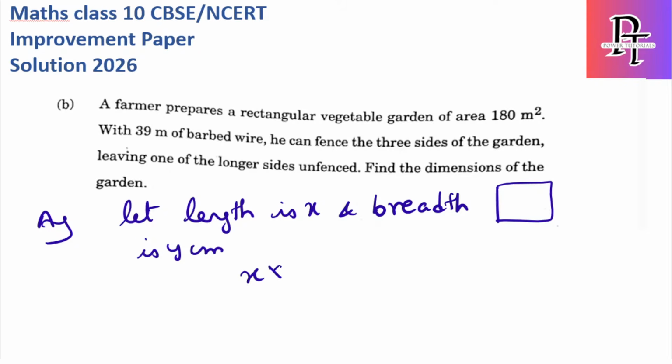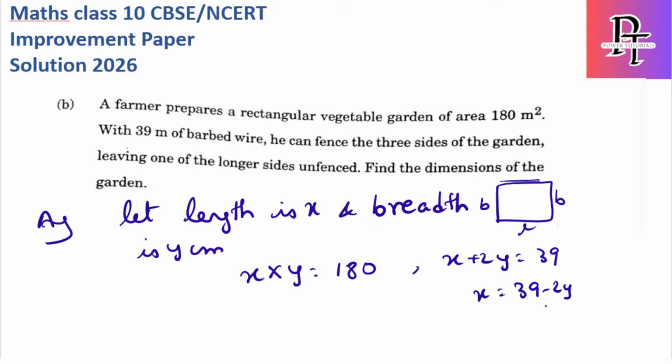Now what they have mentioned, area, length into breadth, x into y, is 180. With 39 meters of barbed wire, which can help fence 3 sides of the garden, leaving one of the largest sides. So they are saying that if x is taken as length, then x plus 2y is equal to 39. So I can write x as 39 minus 2y. So substitute here in this equation. So (39 minus 2y) into y is equal to 180.